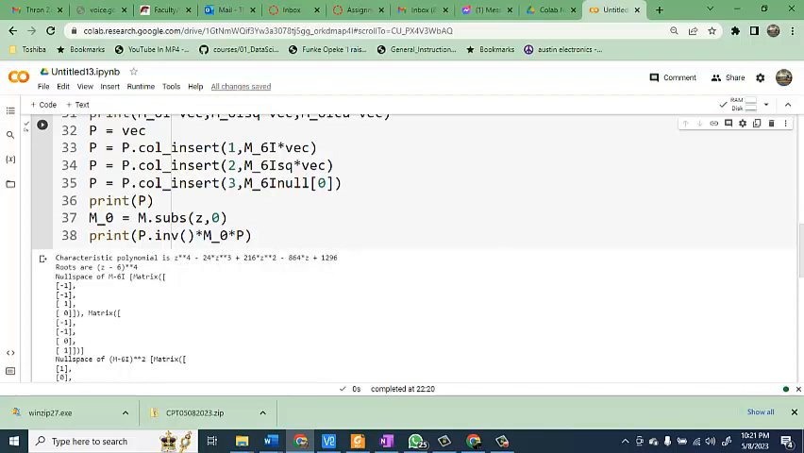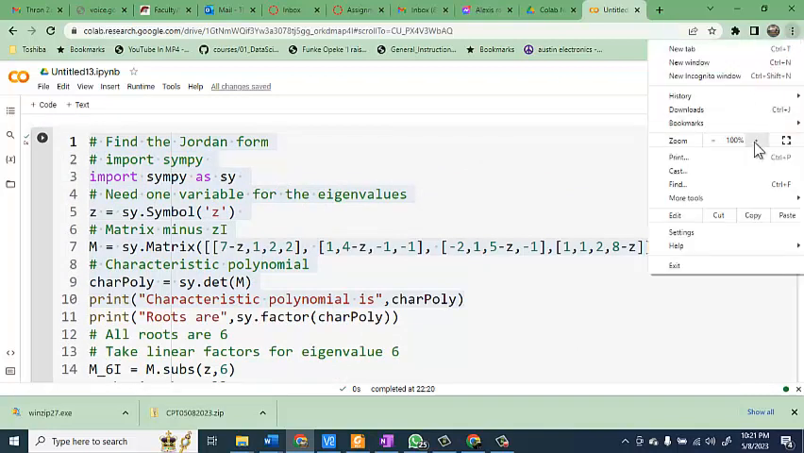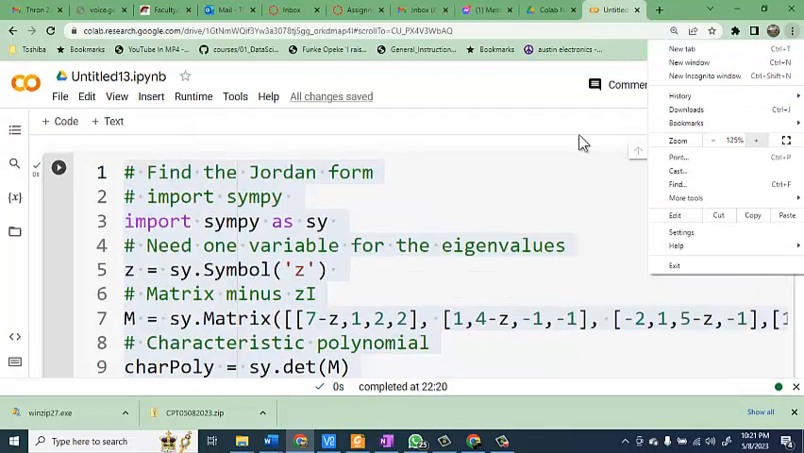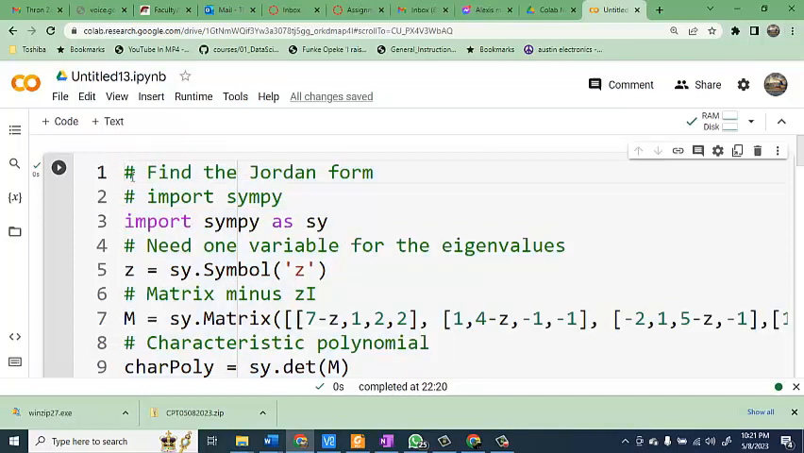So I need to find the roots. Let's go on and find the roots. Actually, let me make this bigger. It looks too small. Okay, so let's see. There should be a way just to run the selection. Let me see if I can do this.